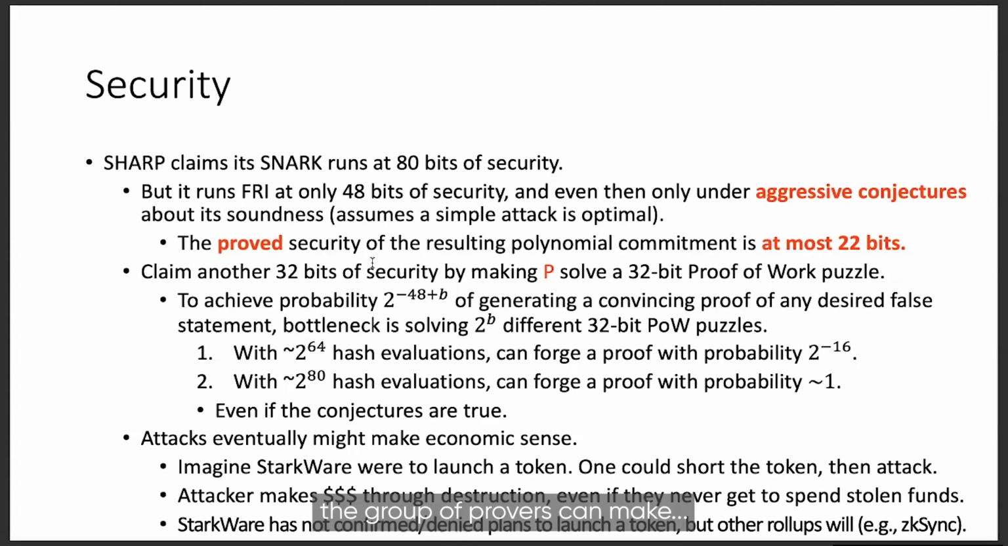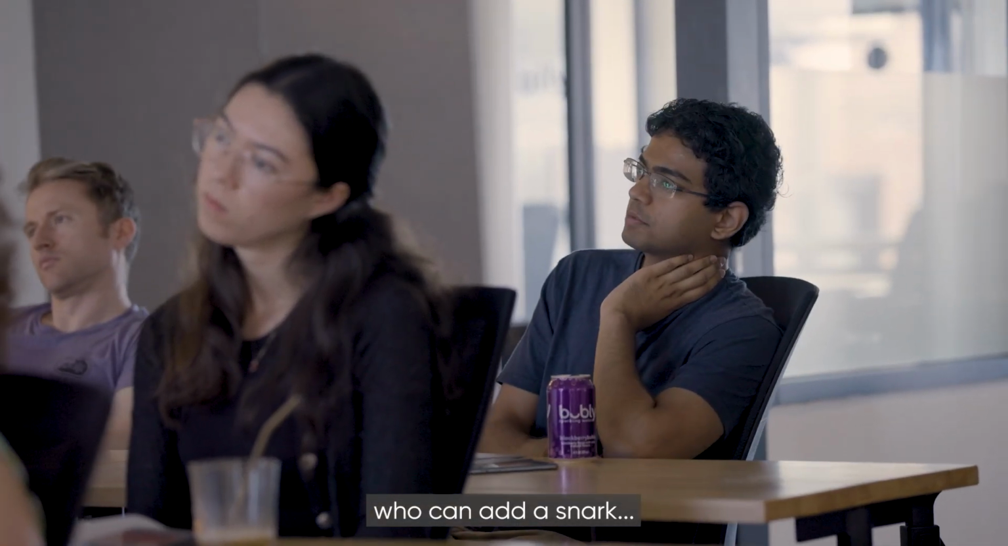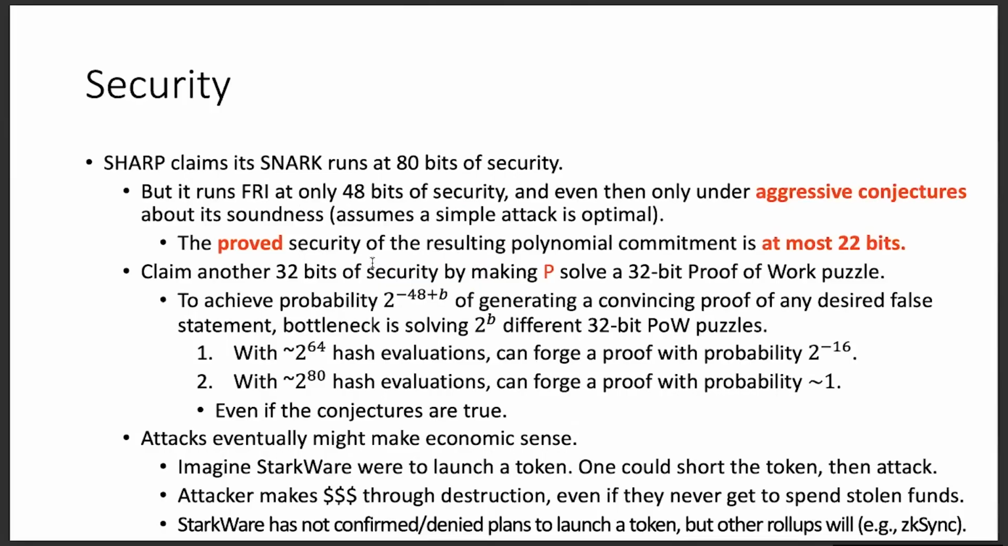Okay. Now, only the group of provers can make a proof, right? Who can add a SNARK proof over there? Yeah. So in practice right now, I think the answer is only Starkware, because the StarkNet prover is shared with StarkX, and I don't believe that the data underlying StarkX is available publicly. That's my best understanding.